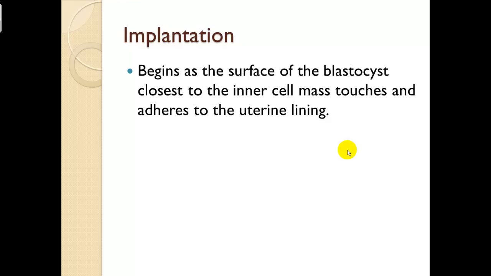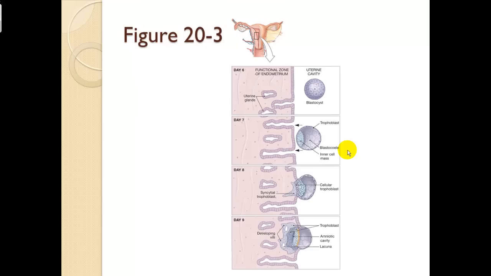Implantation begins at the surface of the blastocyst closest to the inner cell mass, touches and adheres to the uterine lining. And we're going to talk about this. I've got some pictures here in a minute. This is figure 23 in the book, and this is the endometrial zone. This is the inside of the uterus, and this is the multicell organism, or the blastocyst.